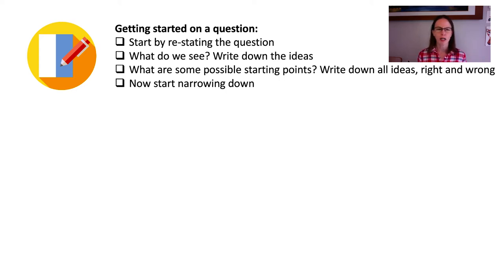Then you might get into what the possible starting points in solving a problem are. And I would encourage you here to write down all of the ideas, right and wrong. And in fact, even try to get out some of the wrong ideas. It's like, oh yeah, this is looking really good. Let's pull some other things out. What might not be a good starting point here? Write those down so we get comfortable being right and wrong. Then you can start narrowing things down, eliminating the things that don't work out, going toward those better ideas.